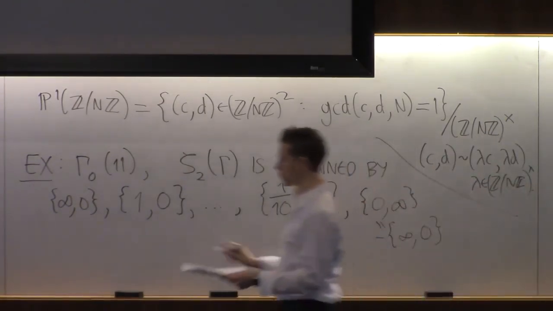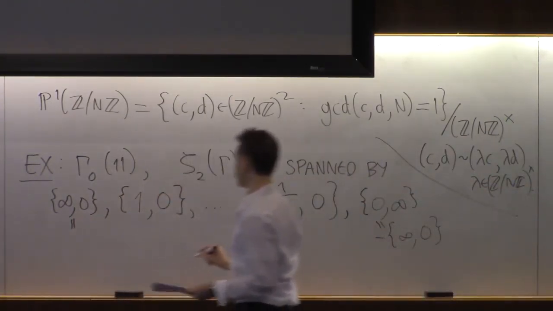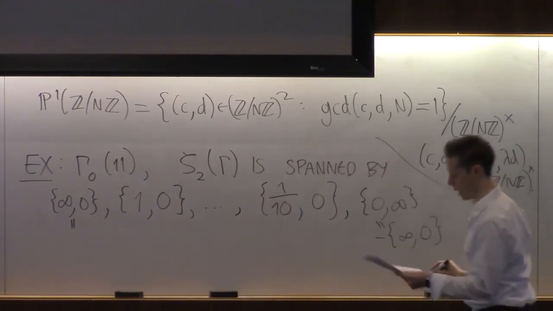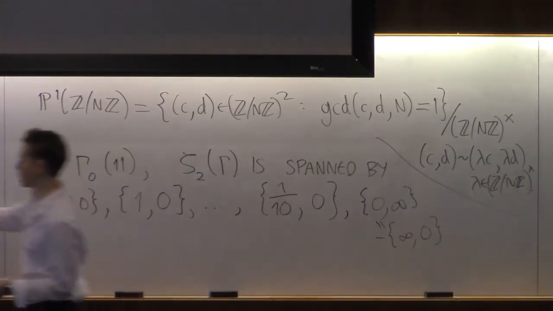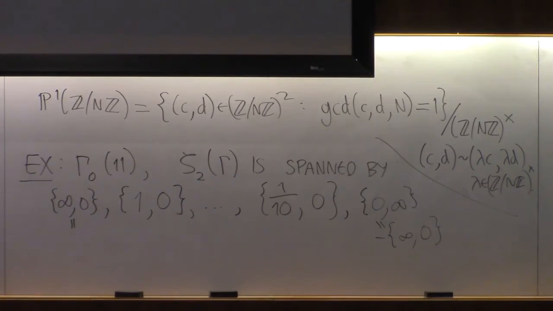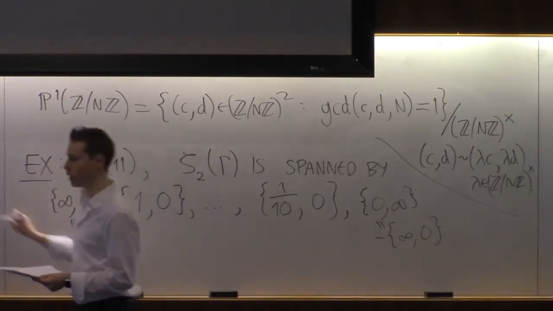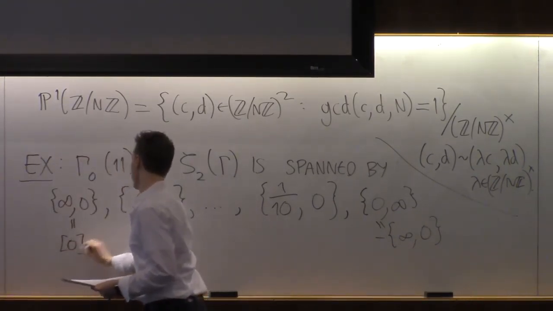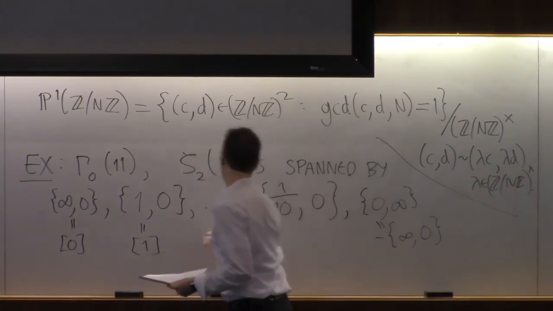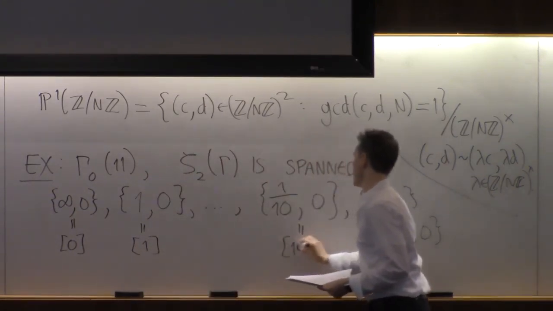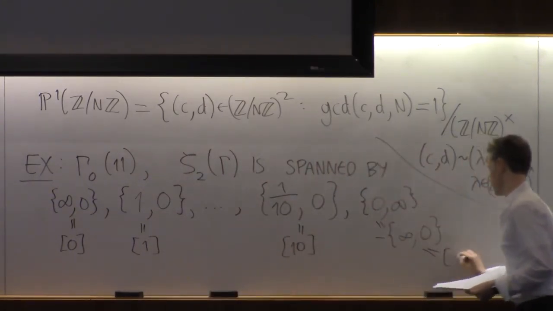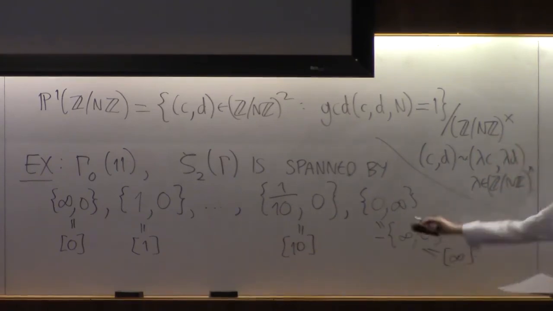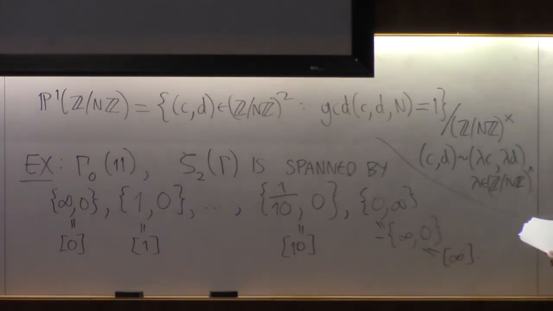Okay, let's give these names. Do you see good names for them? I'm going to call them by the corresponding label in P1 of F_p. So I'll call this symbol 0, this symbol 1, all the way up to this symbol called 10, and this symbol is called infinity. So this is in natural dictionary with the elements of P1 of F_11.